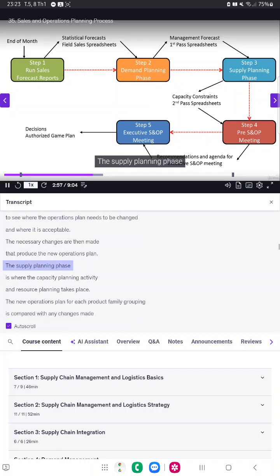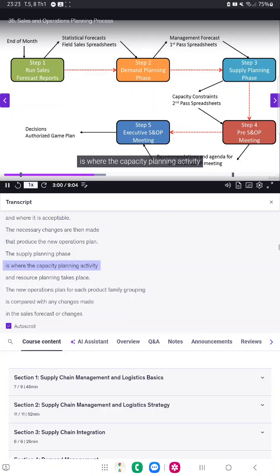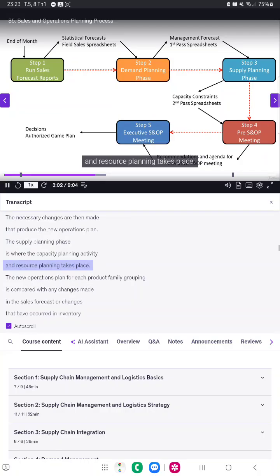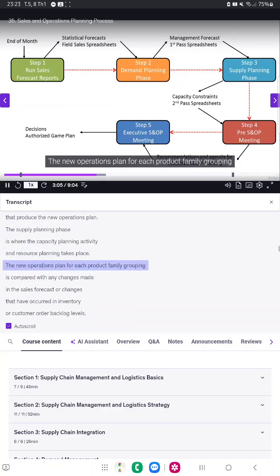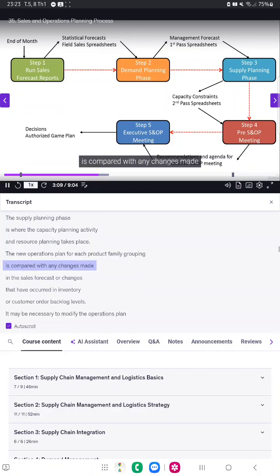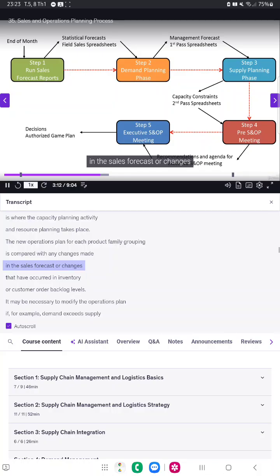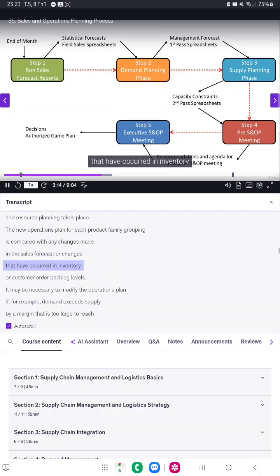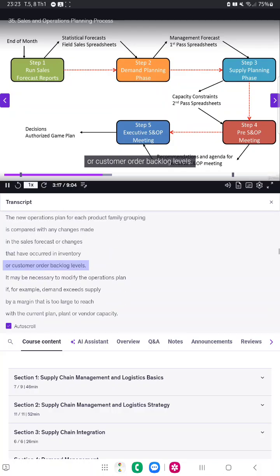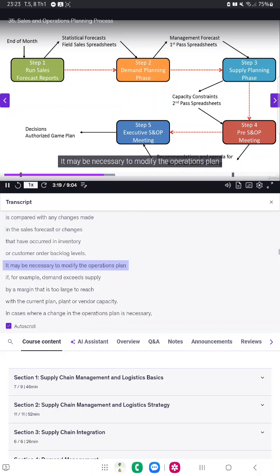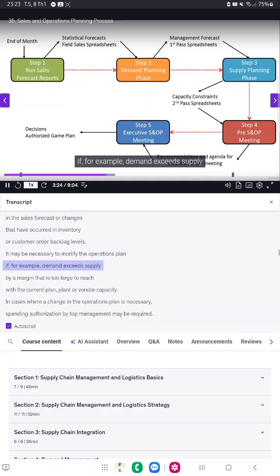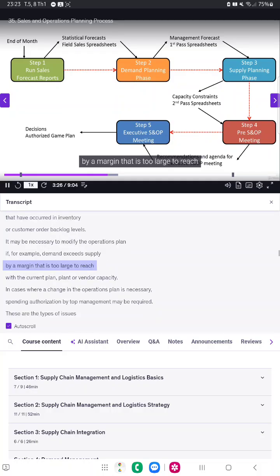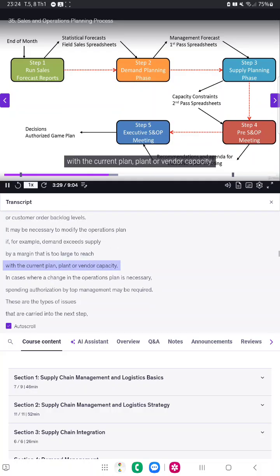The supply planning phase is where the capacity planning activity and resource planning takes place. The new operations plan for each product family grouping is compared with any changes made in the sales forecast or changes that have occurred in inventory or customer order backlog levels. It may be necessary to modify the operations plan if, for example, demand exceeds supply by a margin that is too large to reach with the current plan or vendor capacity.